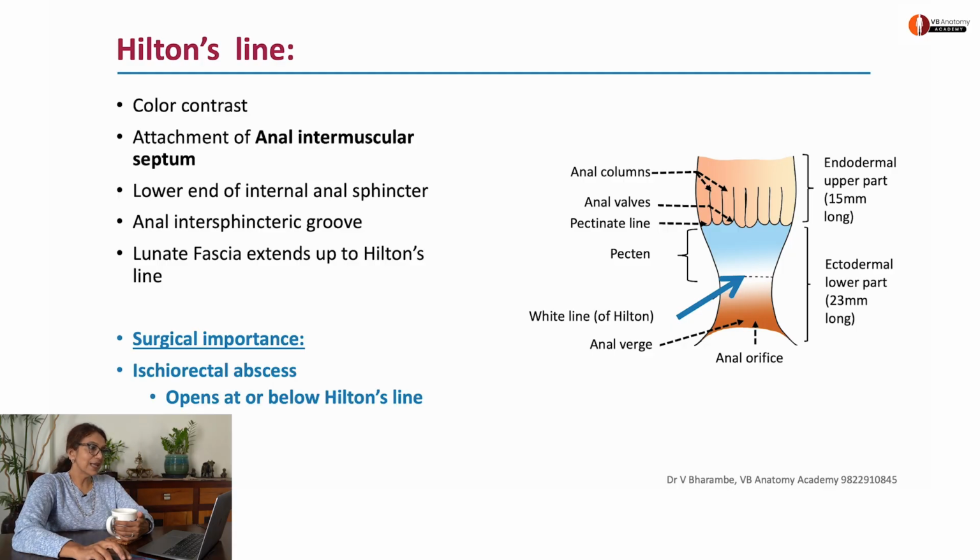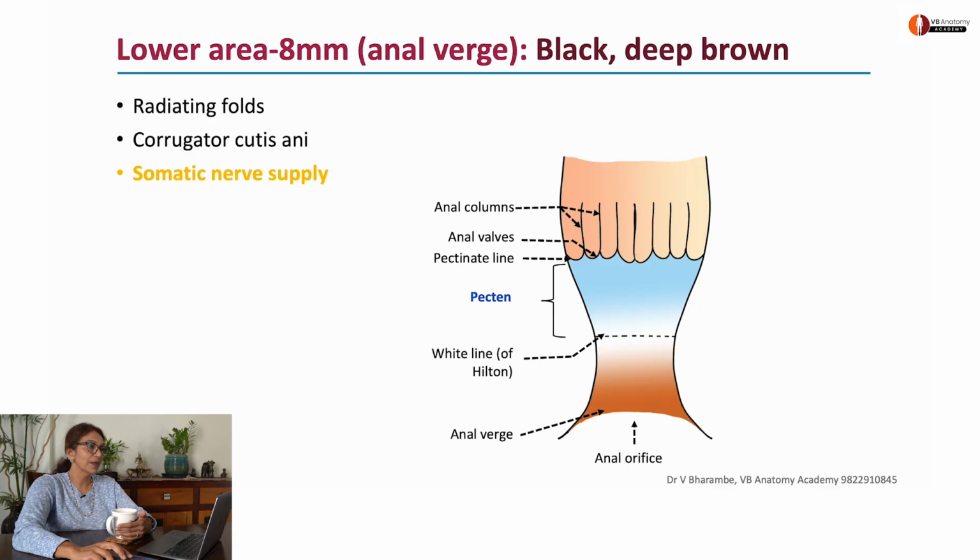Surgical importance is that ischiorectal abscesses open below the Hilton's line. Lowermost part is barely 8 mm. The skin here is brown to black. It's getting a somatic nerve supply and you can see the skin around it much folded because of the corrugator cutis ani muscle that got formed because of attachment of the longitudinal muscle of rectum and anal canal to the skin. We've discussed this earlier.